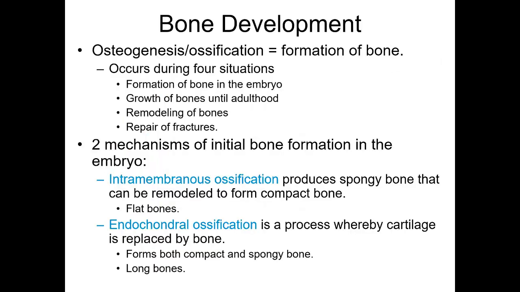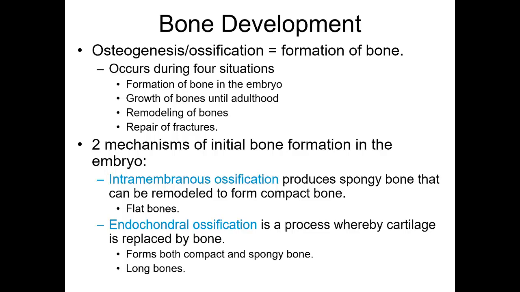The next concept we're going to talk about is bone development. The term for bone development is osteogenesis or ossification. There are a few different times where bone development can occur. One, it can occur in utero during embryogenesis. Two, it can occur during growth spurts. Three, bone remodeling occurs as a normal part of life. And four, it can occur after fractures.